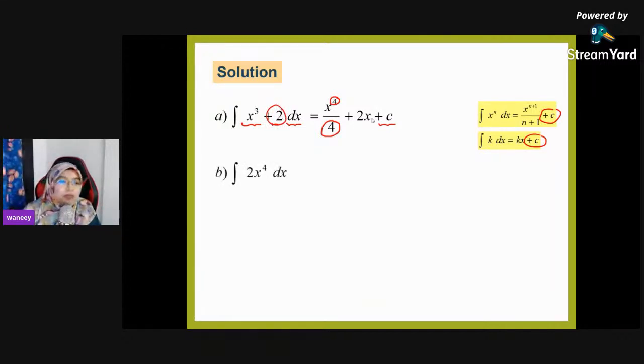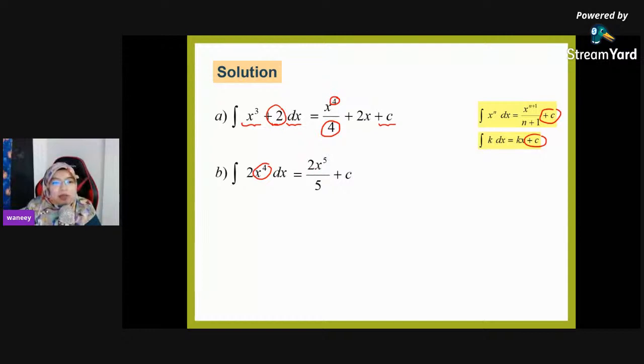Okay, continue. So we got 2x to the power of 4 dx again. As we can see, this is something with a power. So we can actually use a power rule for them. So adding 1 to the power, divide by the new power. So it will become 2x to the power of 5 over 5 plus c. So you're going to add 1 to the power. So it will become 5 and 5 over here. So those are the b.